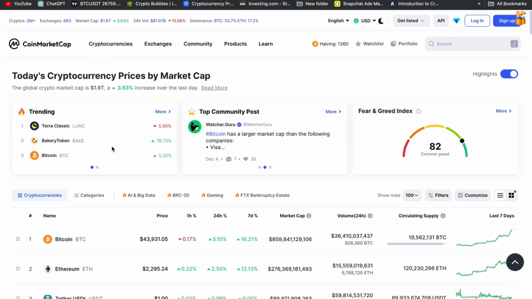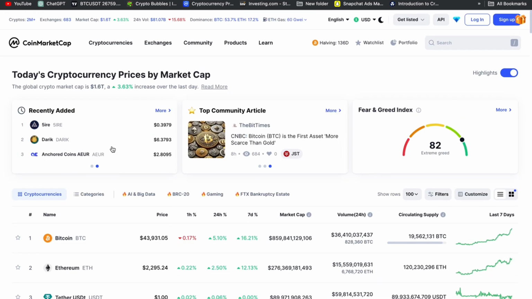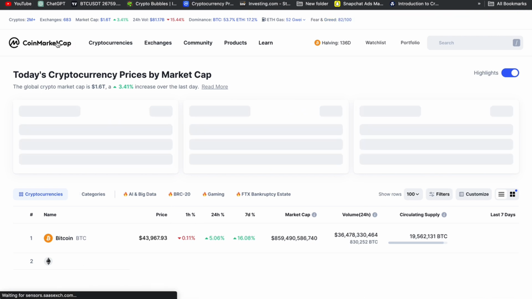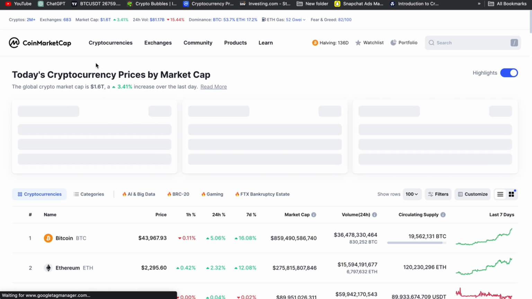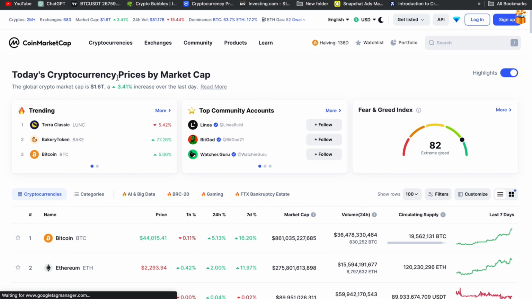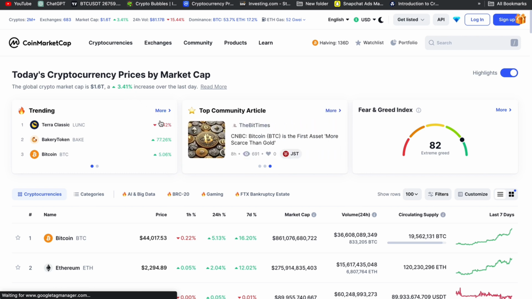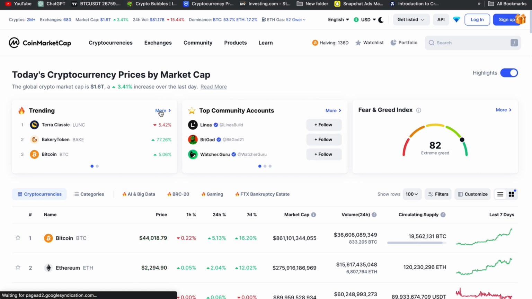So we are going to use CoinMarketCap to do the coin selection. For you to do this, just go to coinmarketcap.com, then click on the logo at the left hand side. Once you click on the logo, you can see that we are in an upward movement. Over the past 24 hours, we have seen a 3.4% increase in cryptocurrency. So you click on the trending section just below it where my mouse cursor is.